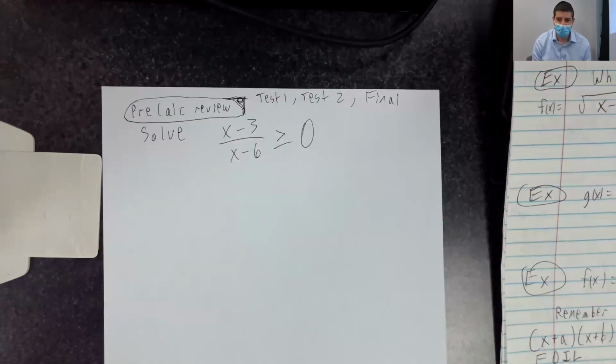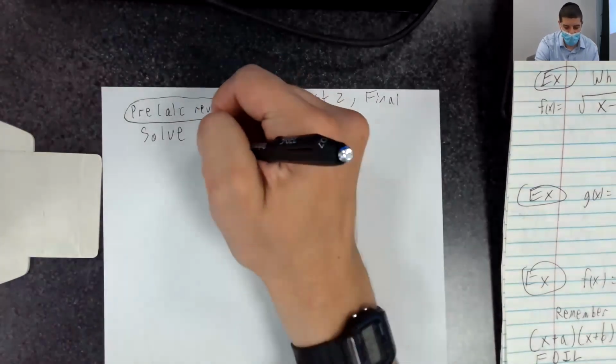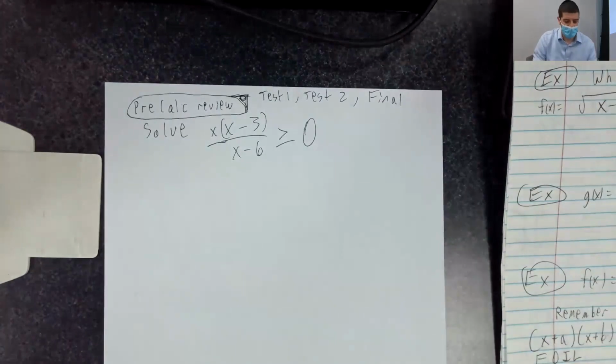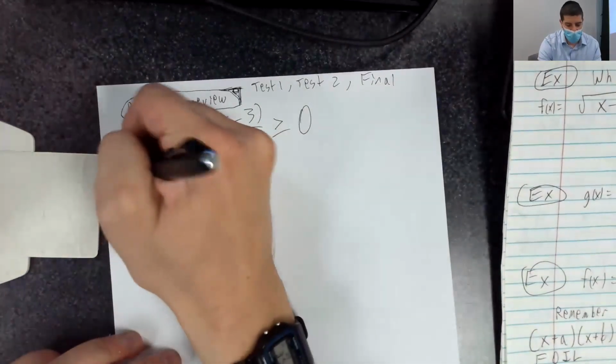Okay. To solve these inequalities, whatever this looks like, let's make it even more fun: x times (x minus 3). Let's make it more fun. Step 1.